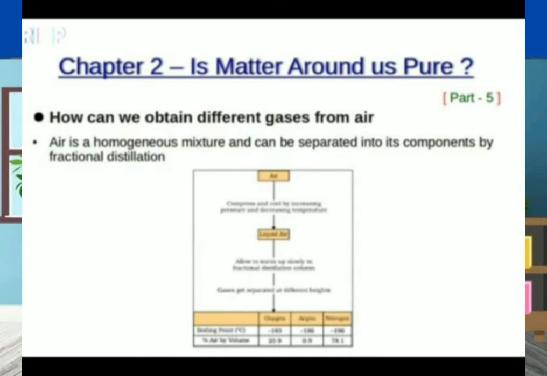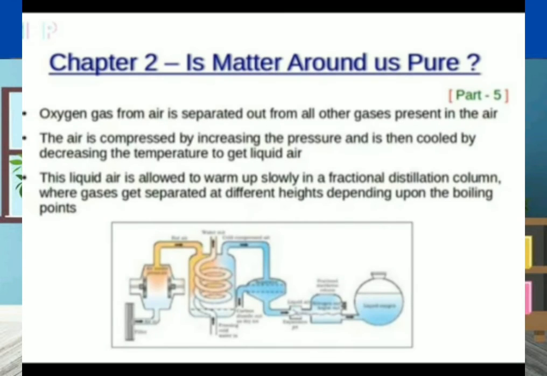The next one, how can we obtain different gases from air? We know that there are different types of gases in air. The air is a homogeneous mixture. There are different types of gases like oxygen, hydrogen, nitrogen, etc. We are going to separate the gases through the fractional distillation process. Here we first compress the gases. Look at this picture. Here we are going to separate oxygen from air.